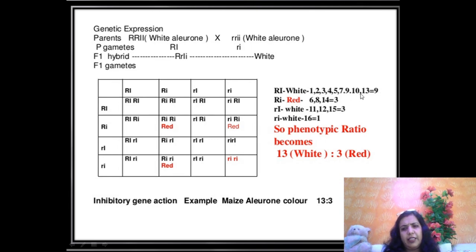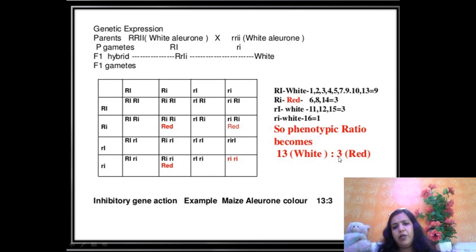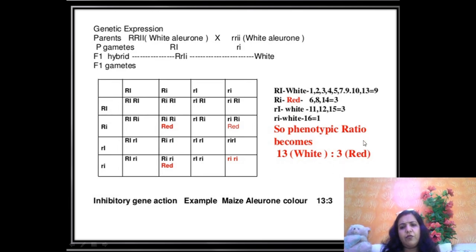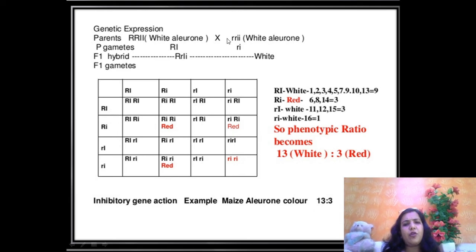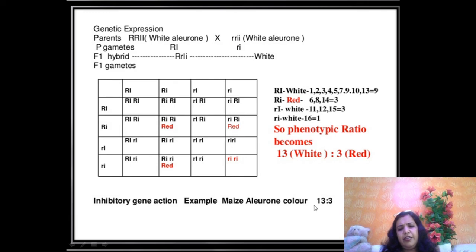When we put all these together, we will see that there will be 13 embryos which will have aleurone layer white and only 3 embryos which will have red color. So the typical dihybrid ratio, which is 9:3:3:1, gets modified into 13:3. This is the inhibitory gene action. Due to the presence of inhibitory gene, the ratio becomes modified into 13:3. So this is inhibitory gene action.